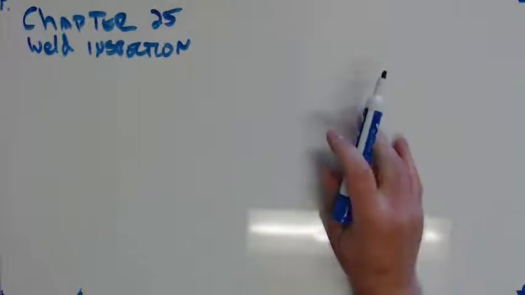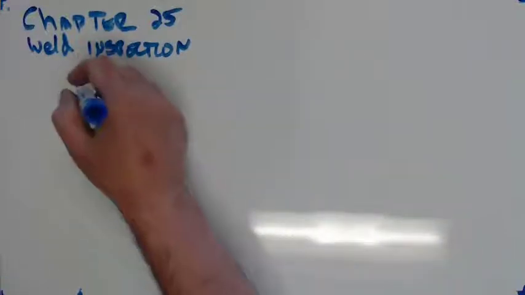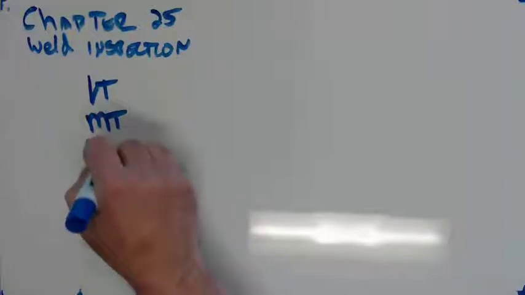So what are the types of NDE? There is VT, which is visual inspection. There's MT, which is mag particle inspection. There's PT, which is dye penetrant testing. There's UT, which is ultrasonic testing. There's RT, which is radiographic testing or X-ray. These are the common ones. We're just going to stick with these today. There are others, but these are what we're going to be exposed to in our careers mostly.